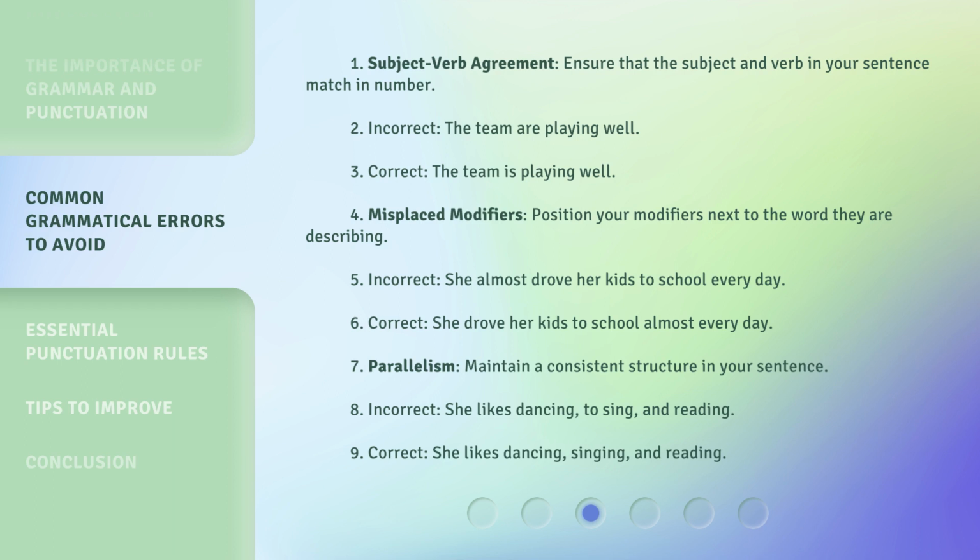7. Parallelism. Maintain a consistent structure in your sentence. 8. Incorrect. She likes dancing, to sing, and reading. 9. Correct. She likes dancing, singing, and reading.